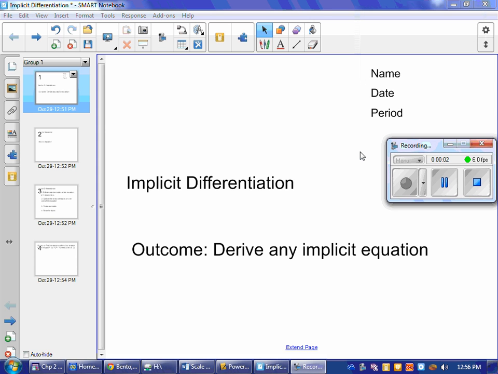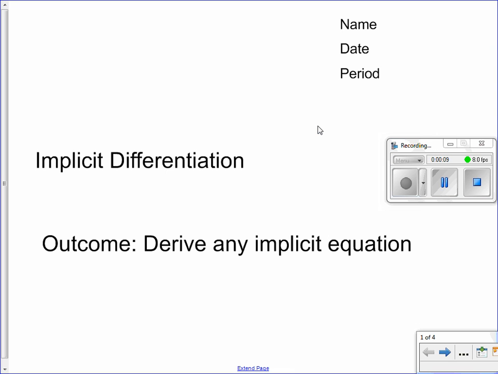The title of this note is Implicit Differentiation. Make sure you have your name, date, and period in the top right-hand corner. And your outcome is to derive any implicit equation. So we're going to start by defining what that means.